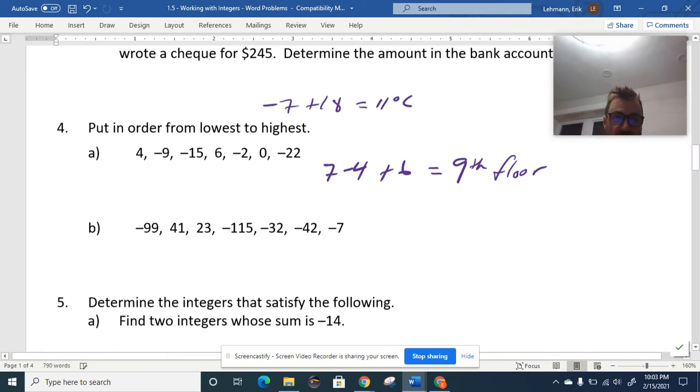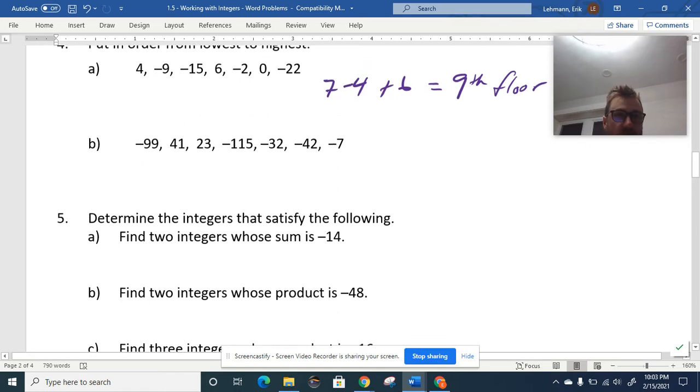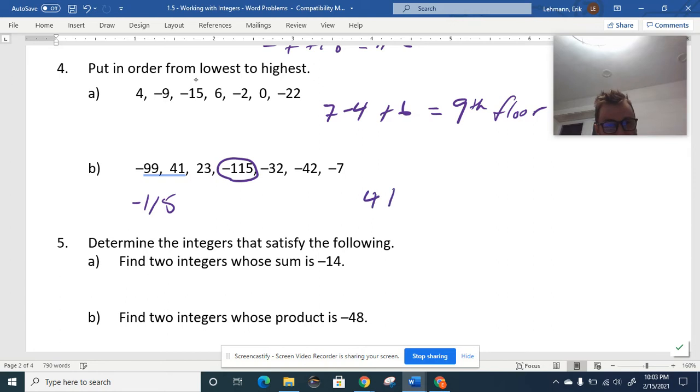Okay. The other thing that we have on this page is order from lowest to highest. So lowest number is always going to be the most negative. So for instance, -115 would be where we start. We go up to the highest number, which is 41, and we fill in the blanks in between. And I think you can do that.